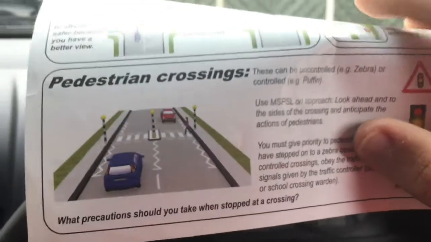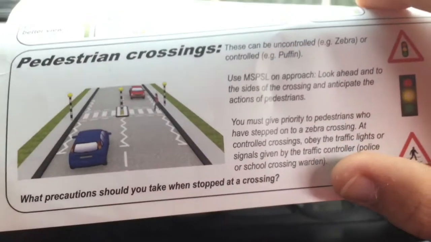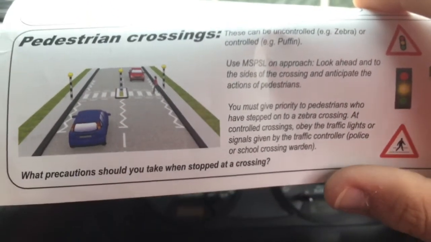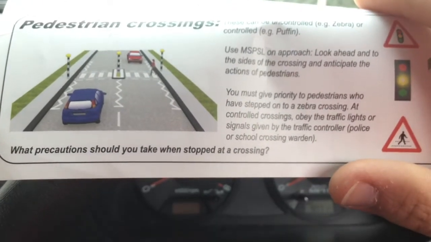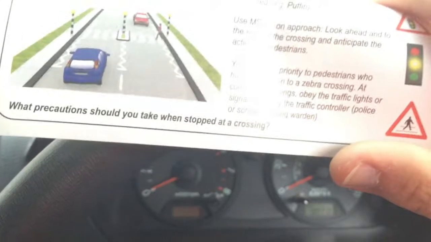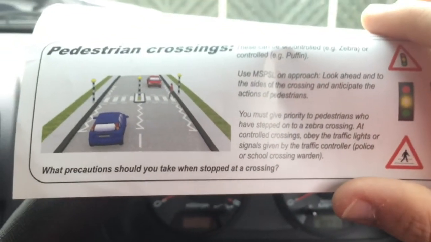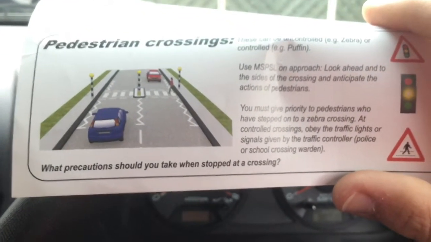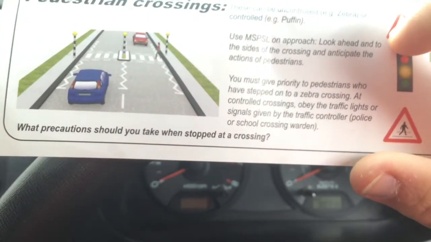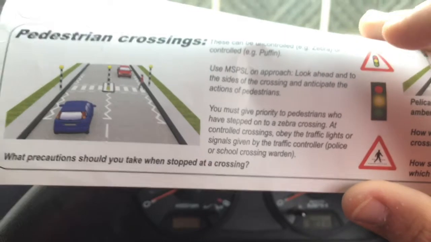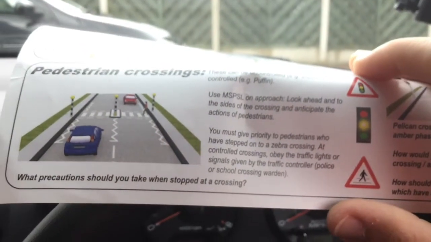So your mirrors, you check your mirrors to see if there's anyone behind. You do a signal. It can be an arm signal, but I normally don't recommend doing that. The signal would be the brake. Position, you keep on straight. Your speed, you lower it down. You look for any pedestrians ahead and to the sides of the crossing and anticipate their actions.